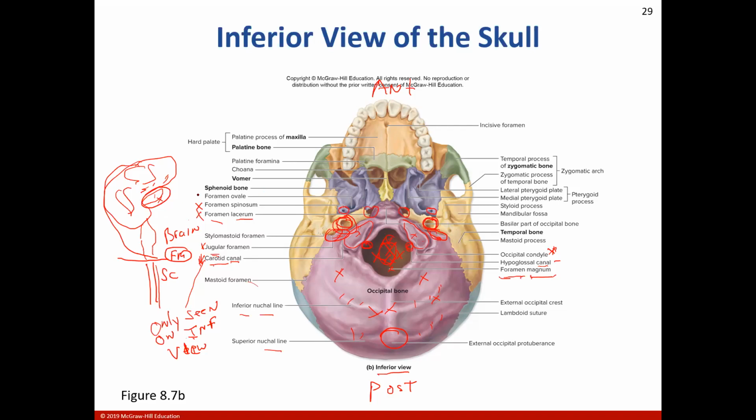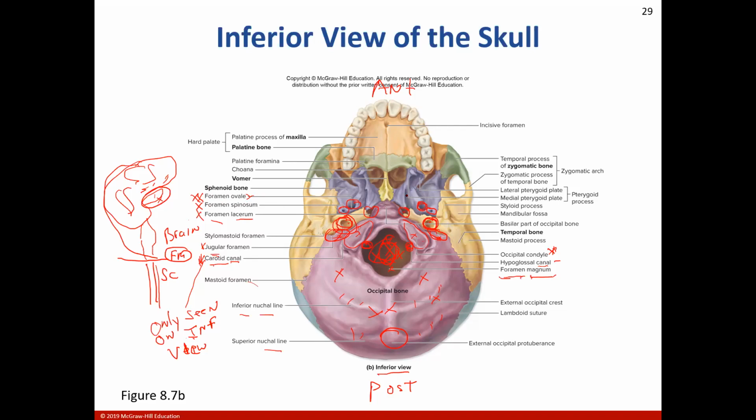And another one, and this is where it gets hard between these three, you have what's called the foramen ovale. Now the foramen ovale is kind of oval in shape. So that helps you. So I always use foramen ovale. I'll give that a double star as a point of view. And then you could see spinosum. You could see lacerum. You could see carotid canal. You could see jugular foramen, foramen magnum, hypoglossal canal.